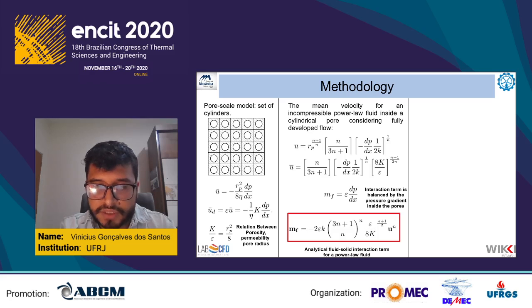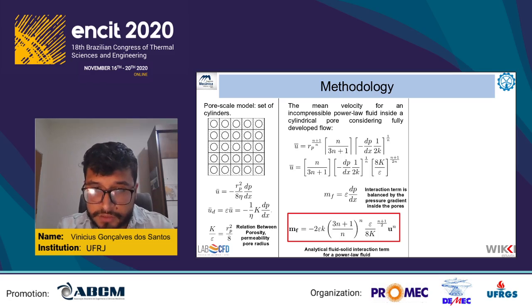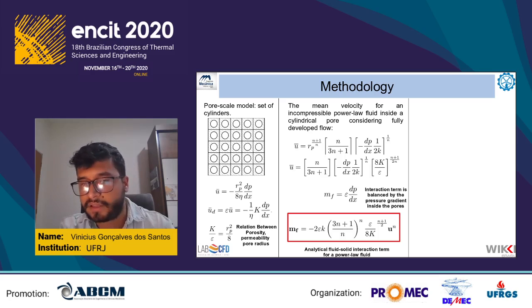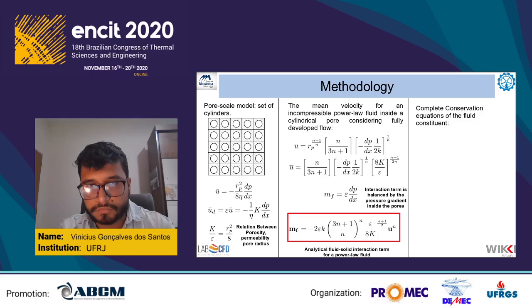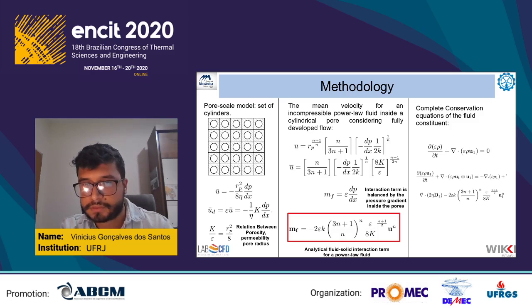This interaction term is a function of the terms of the fluid, like the power-law fluid and the power-law index n, or the consistency constant K, and the permeability and the porosity, the velocity. These are parameters of the fluid and the medium also. And now, if you have an equation to express the interaction term, we have the complete equation of conservation, the mass conservation, the momentum conservation for the fluid phase.